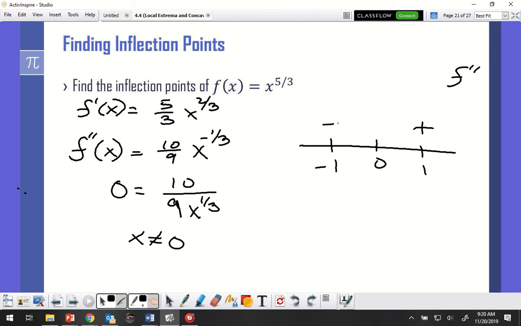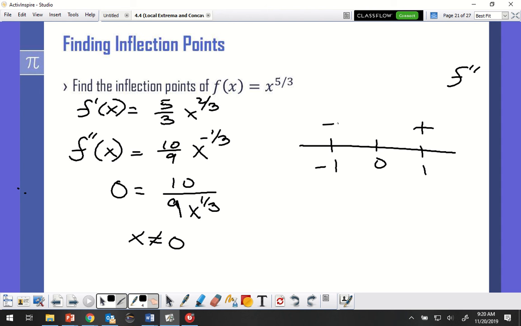So a positive would be here. That means I have a minimum here. Gang sign over here at negative. That means that it's opening down. That's my negative. So that means I should have a max. So at negative 1, it's going to be concave down, and at positive 1, it's going to be concave up. Does that make sense?